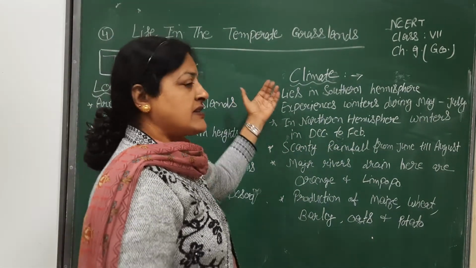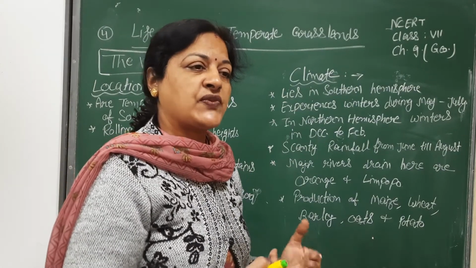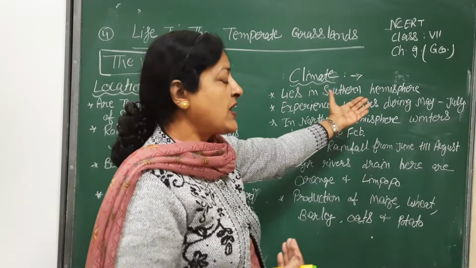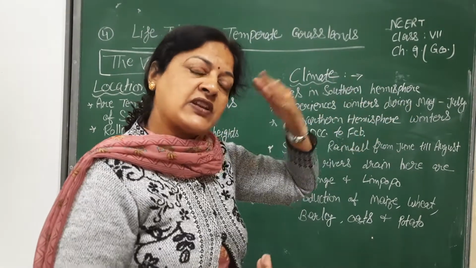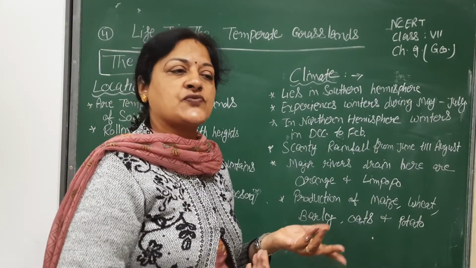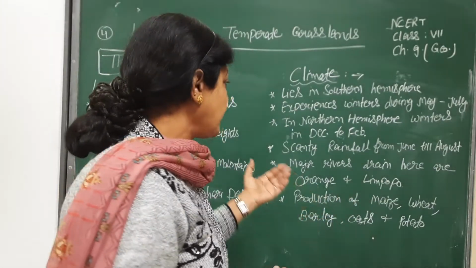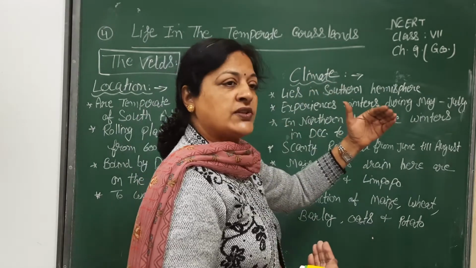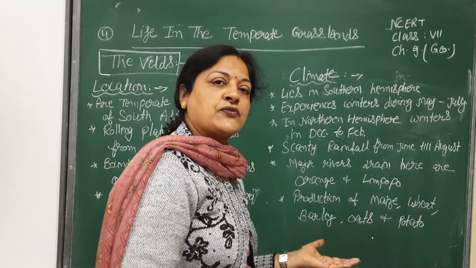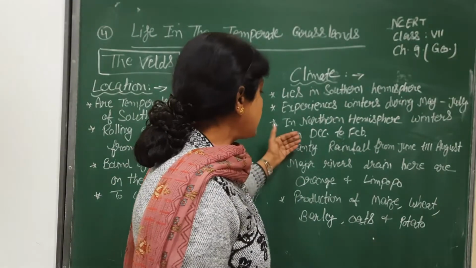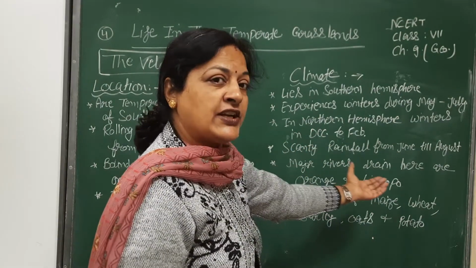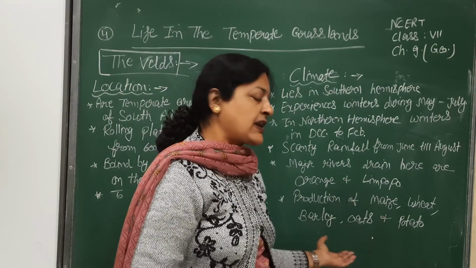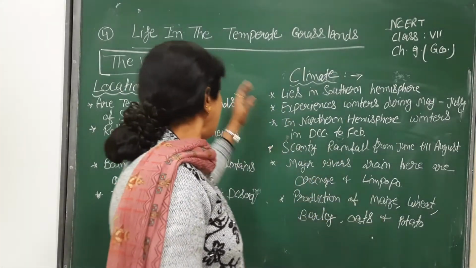Then the climate: as it lies in the southern hemisphere, this area experiences winters during May to July, whereas in the northern hemisphere we experience winters from December to February. Scanty rainfall is found in the velds from June to August. Major rivers that drain here are Orange and Limpopo River. And the production of maize, wheat, barley, oats and potatoes is done in the velds.